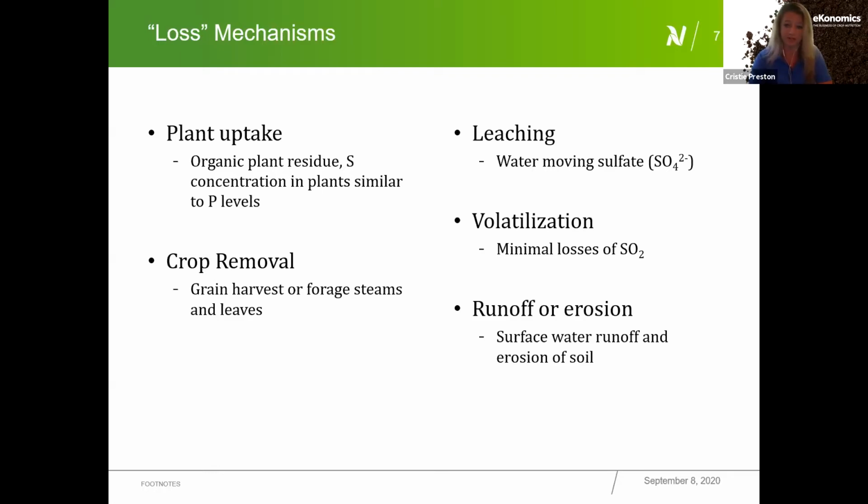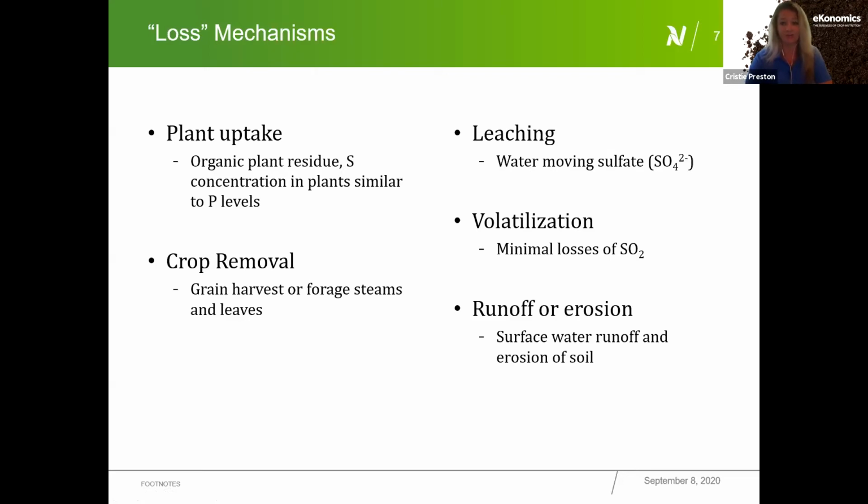So if we look at what's being removed in the grain and what might be required for, say, a yield goal the next year, we can focus on the removal and those uptake levels. Again, the big one for loss mechanisms is sulfate. Sulfur is very prone to leaching in coarse textured soils and low organic matter soils that just don't have a lot of capacity for holding on to nutrients.